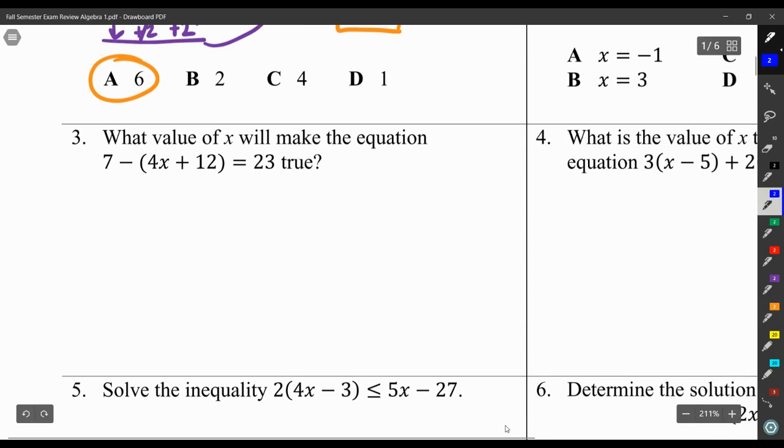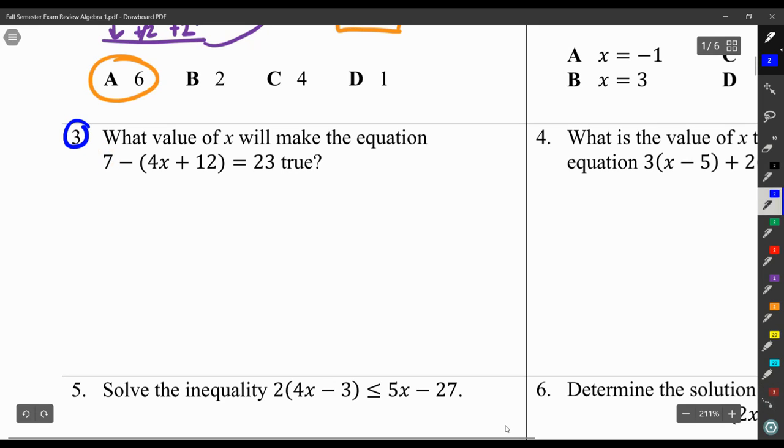So number 3 is the next one. So what value of x makes the equation true? Again, a fancy way to say solve. So step 1 is to distribute. Now, we always distribute what is directly next to the parentheses. This 7 is too far away from the parentheses. That is not what's being distributed.